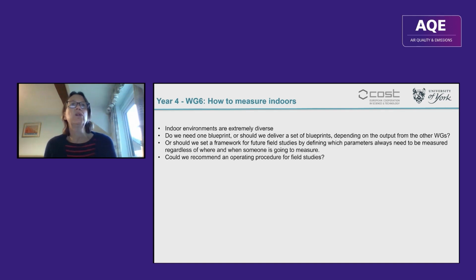What we're going to try and come up with is almost like a flow chart for a campaign. So if this is your research question, if you care about health, what are the priority species? How would you measure them? If you're interested in the chemistry, these are the most reactive species. This is what you should measure. This is how you should measure it. So we're hoping to come up with some kind of interactive flow chart, and this is work in progress for the final year.